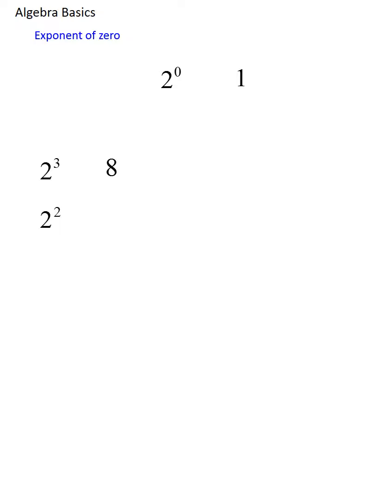And one thing you'll notice here, if you compare these columns, is that on the left side, the exponent is decreasing. And on the right side, the results are being cut in half each time. Half of 8 is 4, and half of 4 is 2. Mathematicians decided to continue this pattern, that if we decrease the exponent by 1 more and brought it down to 0, the answer should be half of the previous answer. In this case, 1.